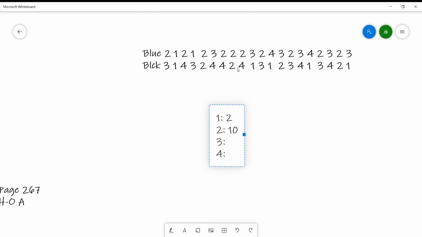Let's count the 3s. 1, 2, 3, 4, 5, 6 3s. So out of 20, I would expect about 5 of any given number. So 3 is very close to what I would expect. And then 4, it took me forever to get up to a 4. So I was, let's see, 5, 6, 7, 8, 9, 10, 11, 12. I was 12 rolls in before a 4 showed up, and there were still only 2.